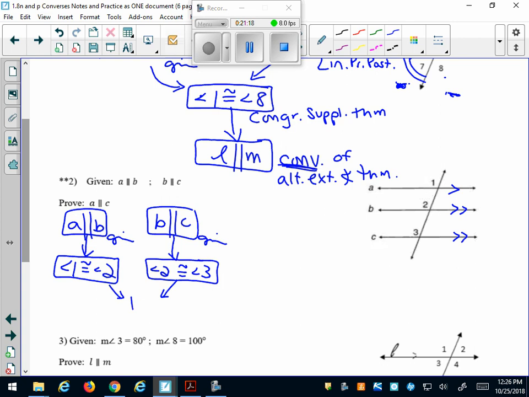Okay, stop there for a second, please. Thank you. All right, good. Does everybody follow this? 1 is congruent to 2. What would be the reason there? If A is parallel to B, she's saying 1 has to be congruent to 2. Why? Yep, corresponding angles theorem. And she's saying if B is parallel to C, 2 must be congruent to 3. So also corresponding angles theorem. So therefore, 1 must be congruent to 3 by the transitive property of congruence.